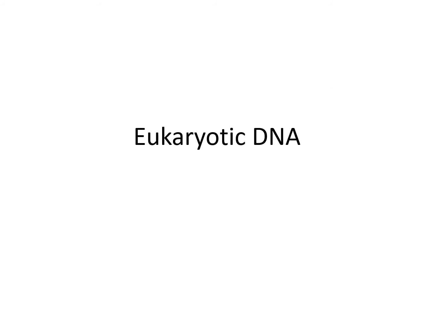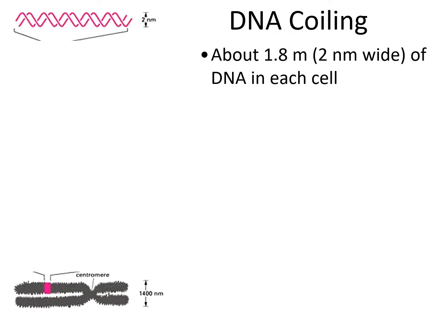Eukaryotic DNA, a little bit more complex in terms of how it's organized, and then we'll briefly talk about prokaryotic DNA. So in order to fit the amount of DNA, we've got almost 2 meters of DNA inside each of these cells, if we're talking humans. Very, very narrow, but quite long, and we've got to fit this into the nucleus. It has to be packaged up quite well.